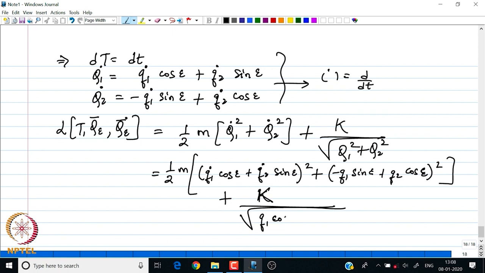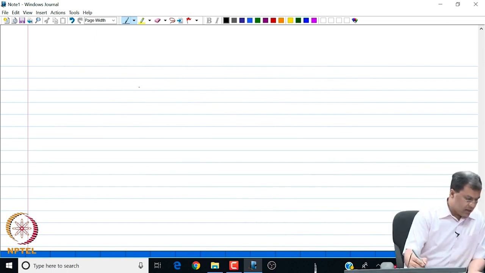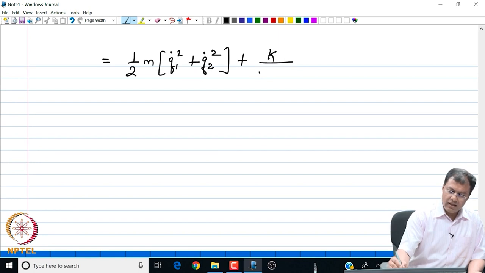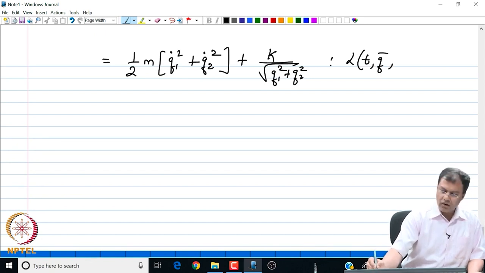(q1 cos epsilon plus q2 sin epsilon) whole square, plus the second quantity, which is capital Q2, minus q1 sin epsilon plus q2 cos epsilon, whole square. Note that after simplification, we are going to recover our original Lagrangian, the steps here being omitted. So k by square root of q1 square plus q2 square, and that is my L of t comma q bar comma q bar dot.